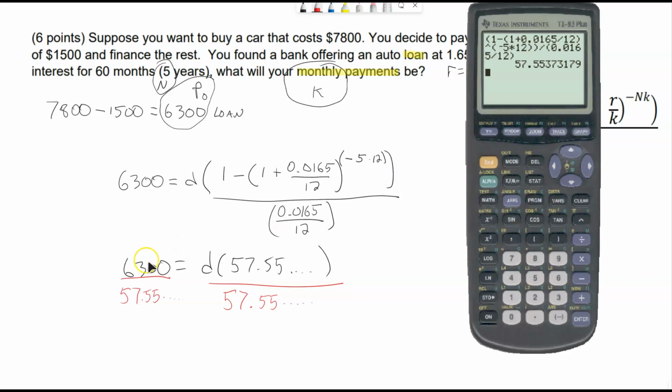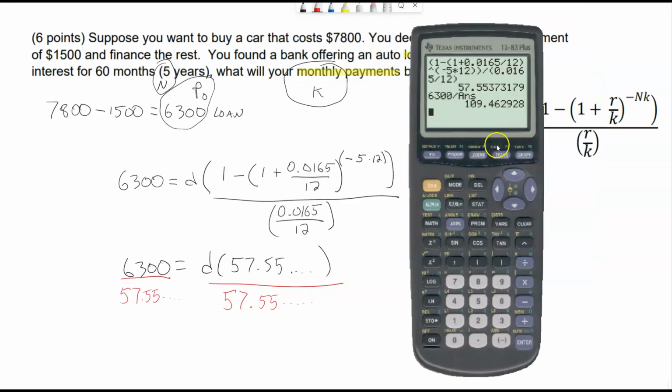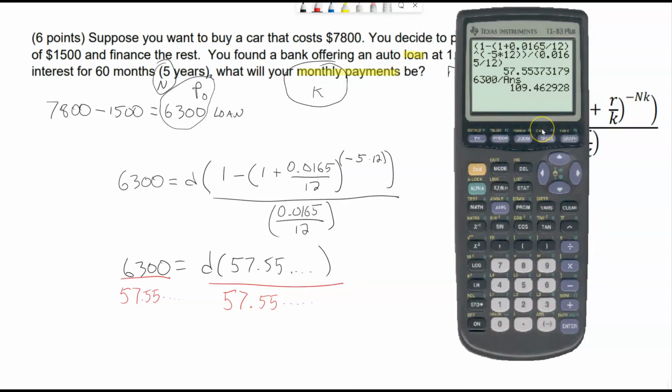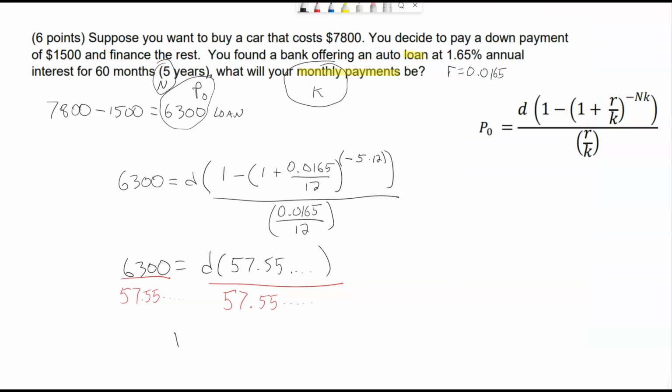So with our calculator, since we have this number in there, we type in the 6,300, divide by, answer. And that way we do not lose any precision in this step. We have $109.46. That would be the monthly payment. This is a car payment, it's not a house payment, so this is about what I'd expect. $109.46.